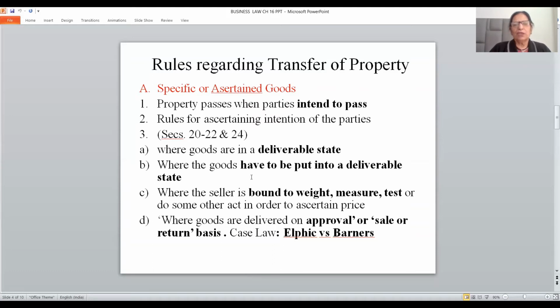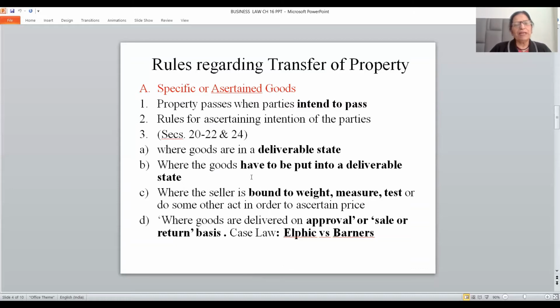He goes to the showroom, say he wants to buy a car. He has selected the model, the color, everything. He's satisfied, he has made up his mind and he has entered into the contract regarding buying of the car. So that car will fall under the category of specific or ascertained goods. So what are the rules regarding ownership transfer in case the goods are specific or ascertained goods?